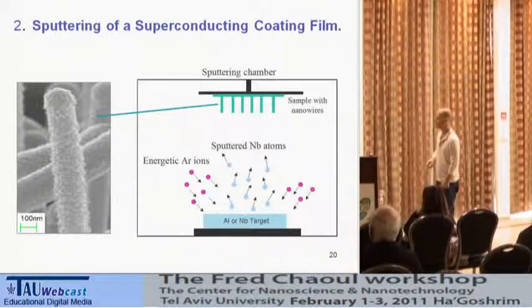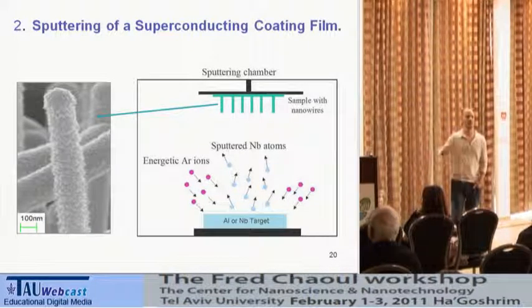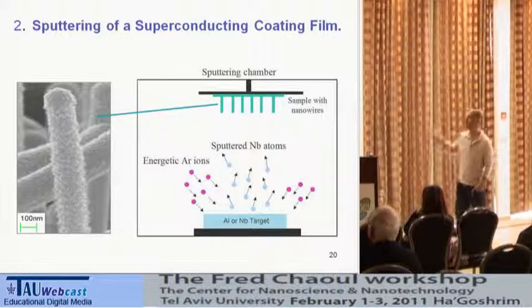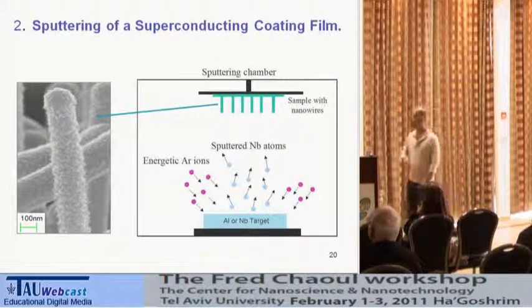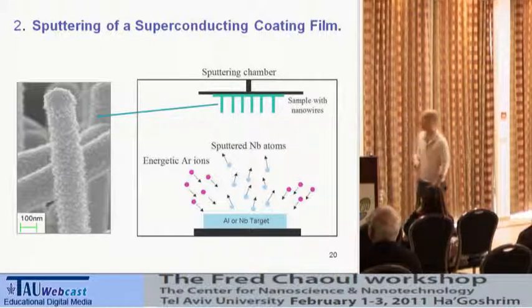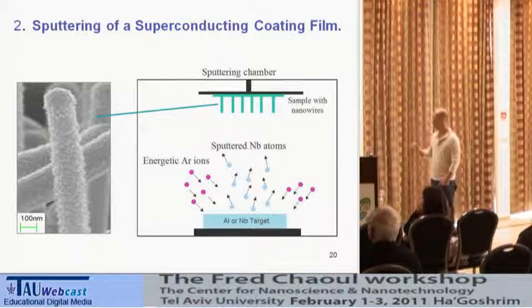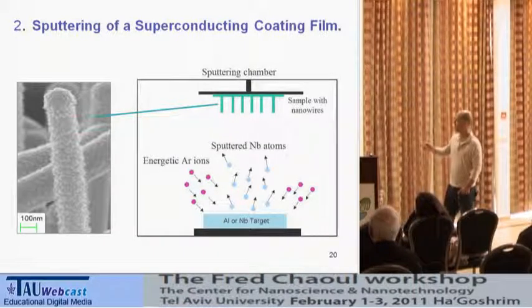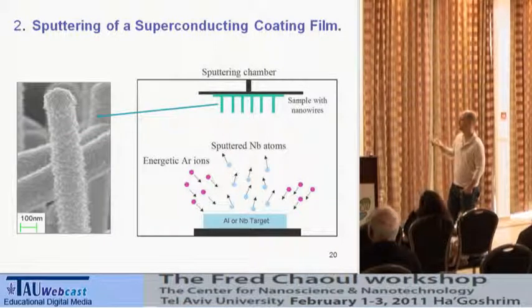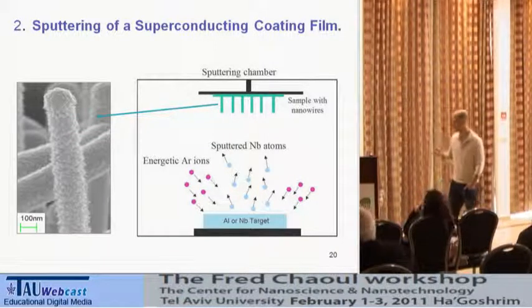And then we want to cover them with a superconducting material. So we put them in the sputtering chamber, where we sputtered either aluminum or niobium. Both of them are superconductors, and we covered them. So this is a typical micrograph of such a whisker covered with niobium. You can see that this is 100 nanometers, so the diameter here is about 200 nanometers.